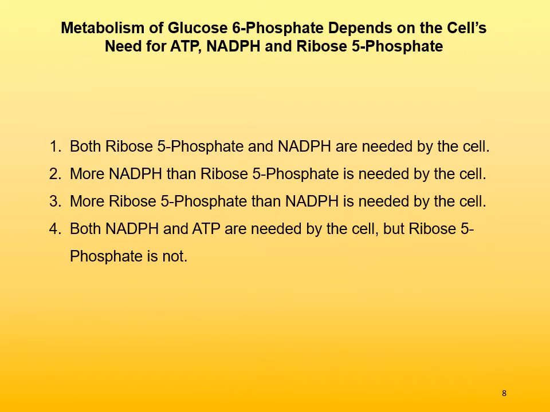In the final part of this lecture, we are going to examine how the pentose phosphate pathway is regulated. It's regulated depending on the cell's need for ATP, NADPH, and ribose 5-phosphate. We can identify 4 different situations. In the first one, both ribose 5-phosphate and NADPH are needed by the cell. Next, more NADPH than ribose 5-phosphate is needed by the cell. Third possible situation is that more ribose 5-phosphate than NADPH is needed by the cell. And finally, both NADPH and ATP are needed by the cell, but ribose 5-phosphate is not.